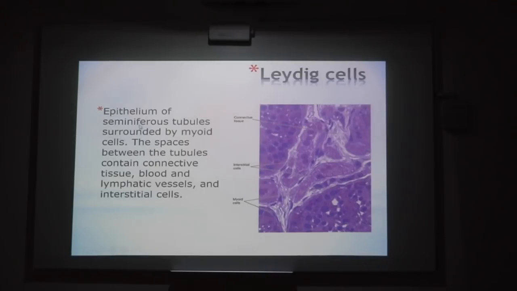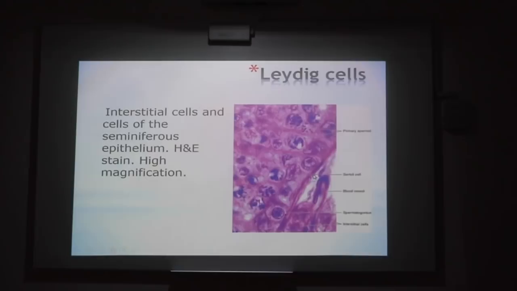The epithelium of the seminiferous tubule, as we said, is surrounded by myoid cells. The spaces between the tubules contain connective tissue, blood vessels, and the interstitial cells of Leydig, which are important in secretion of the testosterone.